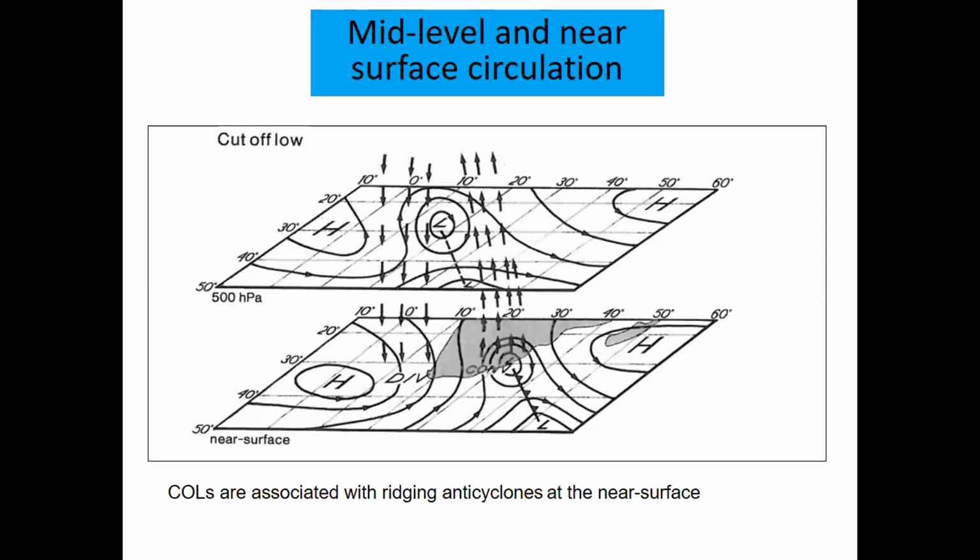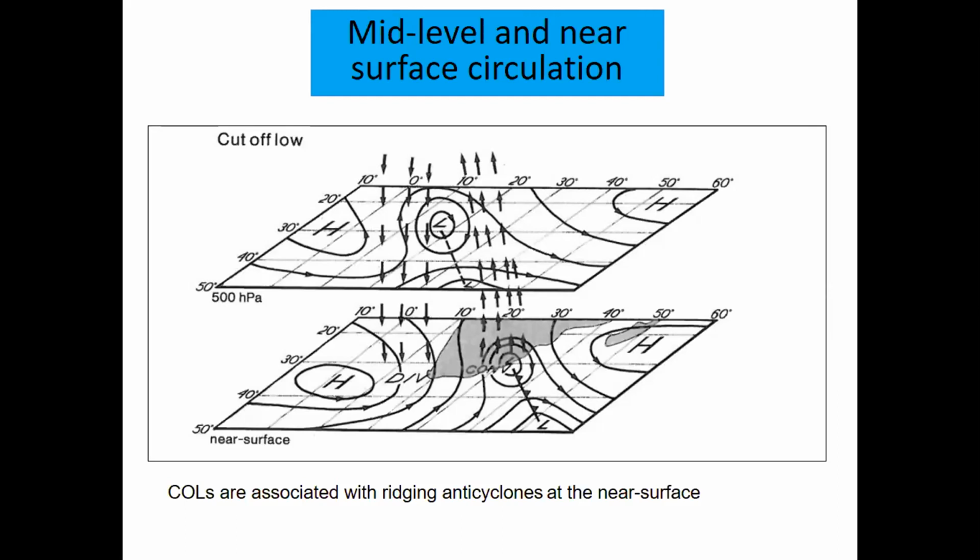And then when you go up at about 500, you can see that these weather systems are tilting towards the equator. That is how weather systems tend to behave. As you go up the atmosphere towards the troposphere, you find that these weather systems tend to tilt with height.